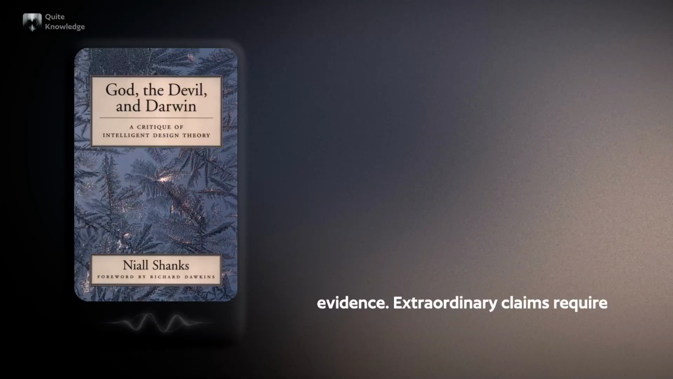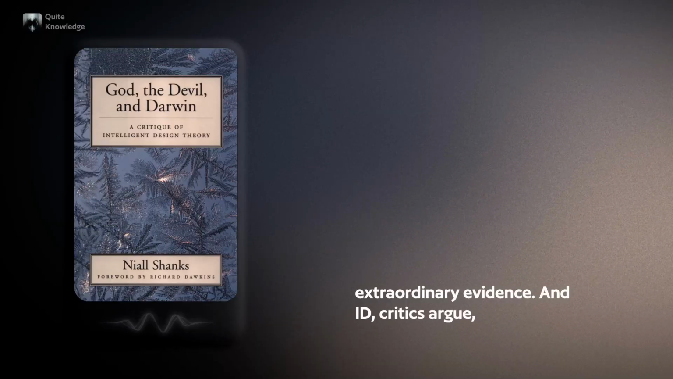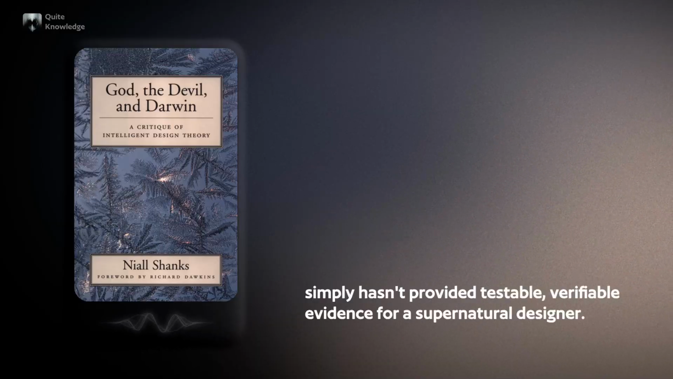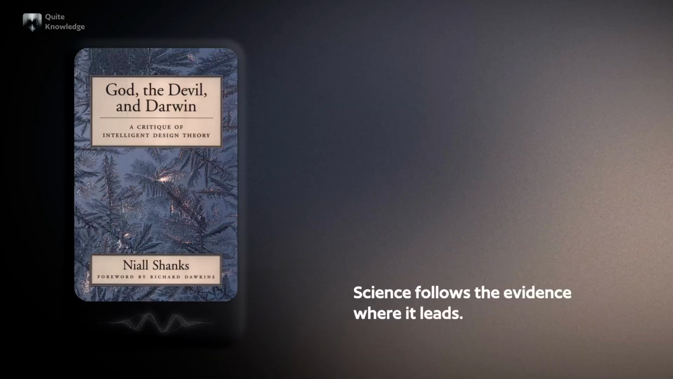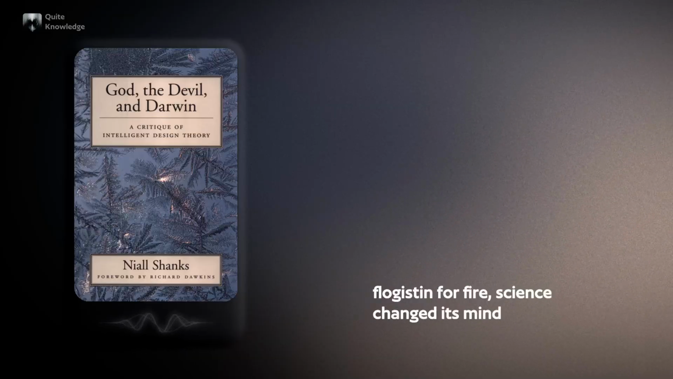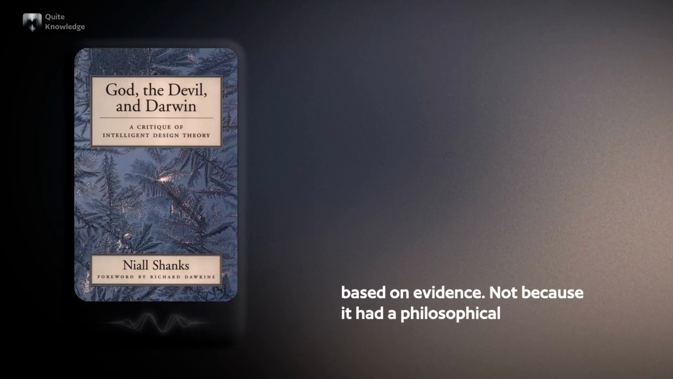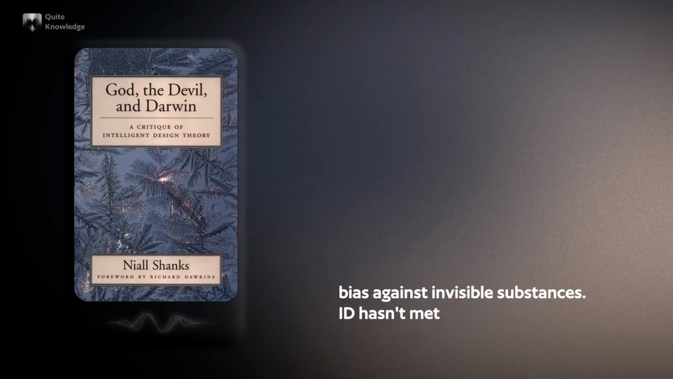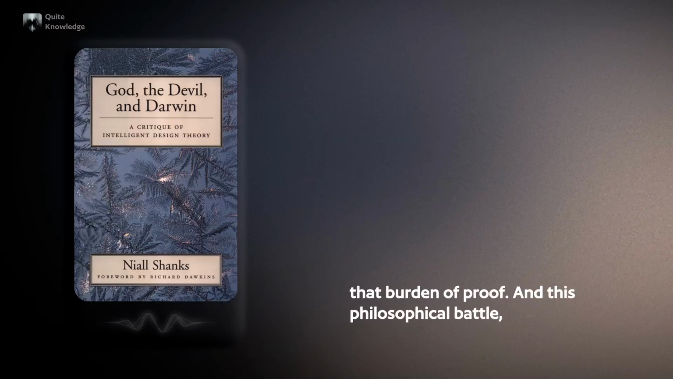Extraordinary claims require extraordinary evidence. And ID, critics argue, simply hasn't provided testable, verifiable evidence for a supernatural designer. Science follows the evidence where it leads. When evidence pointed towards oxidation instead of phlogiston for fire, science changed its mind based on evidence, not because it had a philosophical bias against invisible substances. ID hasn't met that burden of proof.